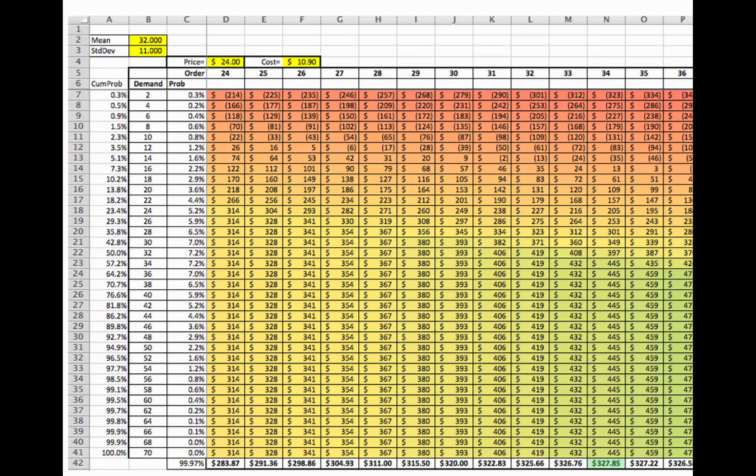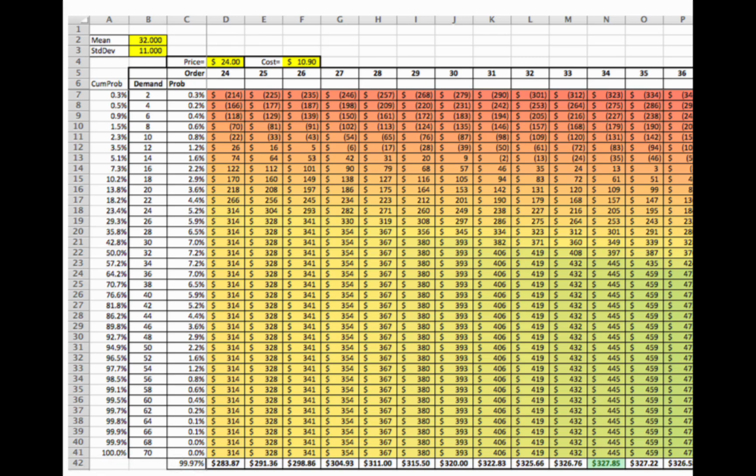Now here's what the whole spreadsheet looks like, or a larger piece of it. Again, each column is one order quantity, so the one that I just highlighted is where I ordered 24,000 units. And each row is the demand that materializes. That first row, row 7, shows the profitability if only 2,000 units of demand materialized. I have that for a bunch of different demands, and you can see that the cumulative probability goes up to 100%. I go up to 70,000 units, which is pretty unlikely to get.